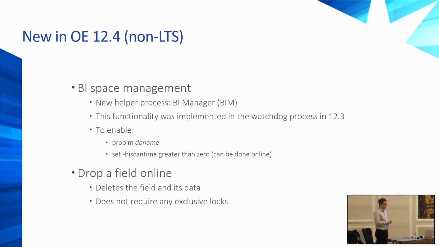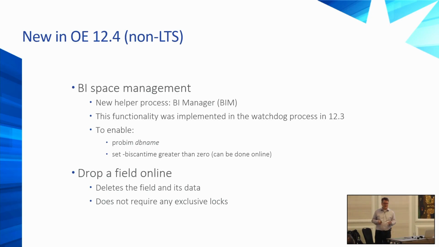In 12.4, the BI space management feature that I talked about earlier has been refactored. Instead of being in the watchdog process, it's now implemented as a new helper process, a so-called background process. So it's the BI manager or BIM. So there's a probim command, just like we have probiw and proapw. So the way you enable this is you run probim and then you set this BI scan time parameter to some value greater than 0. Both of which, by the way, you can do online.